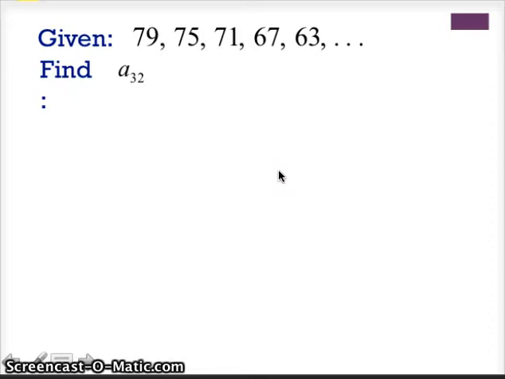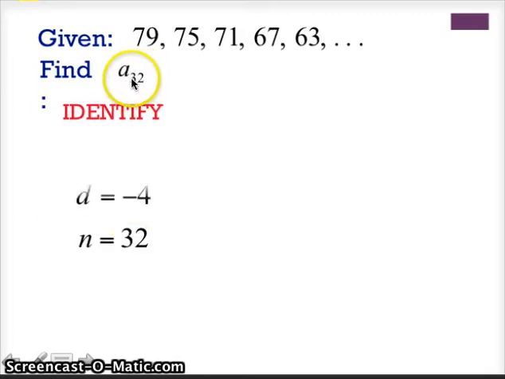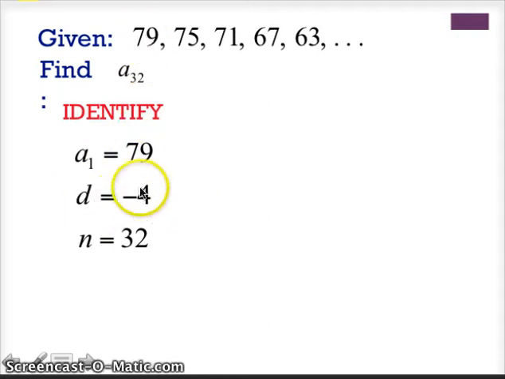So when we look at the sequence, let's identify things that we know. We can see the first term is 79. And how much is it going down each time? From 79 to 75, it looks like it's going down by 4 each time. So the common difference, D, is going to be -4. Then we can also identify which term we're looking for. We're looking for the 32nd, so N is going to be 32. So again, A1, the first term, is 79. The common difference is going down 4 each time, and we're looking for the 32nd term.